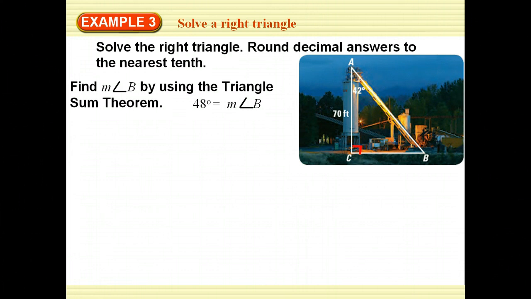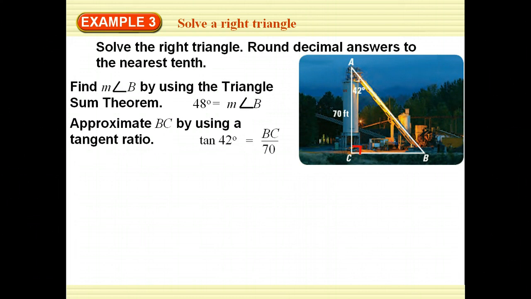So now I know all three angles, I need to know the other sides. From angle A, I know the adjacent, and I'm looking for the opposite. So approximate BC by using tangent, that would be opposite over adjacent. So in this case, tangent of 42 degrees is equal to BC over 70. I would have to multiply both sides by 70, and I would get that BC is approximately 63.